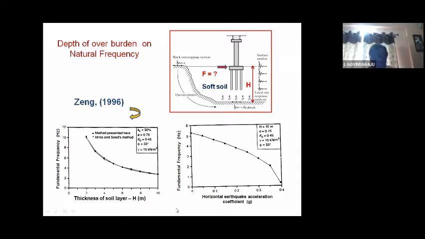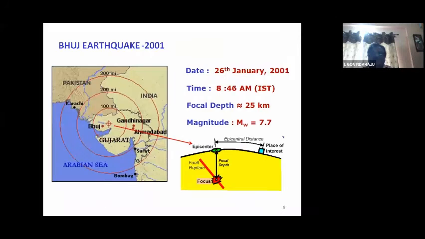This will throw a lot of information for us, though it seems to be a basic requirement. So I will just want to take you through a glimpse of photographs showing some damages during previous earthquakes.